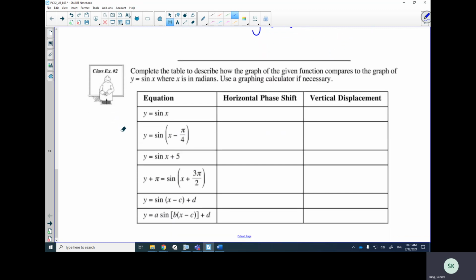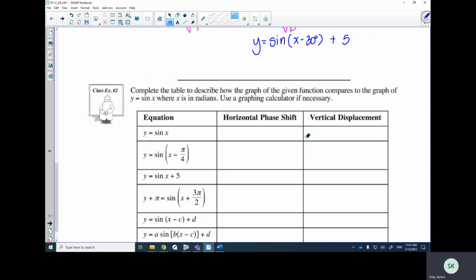So class example 2, we are only doing the phase shift and the vertical displacement. So let's write our general form. So y is equal to, actually I just need my A value, A sine B x minus C, and then plus D. Okay, horizontal phase shift is your left-right. That is your C parameter. Vertical displacement is your up-down. That is your D parameter.